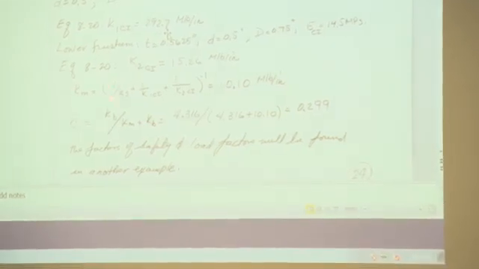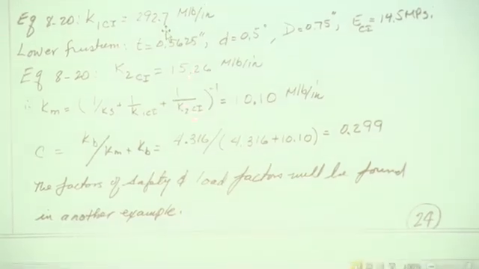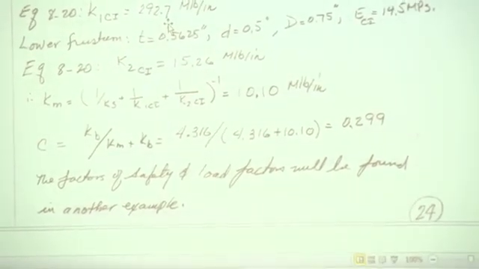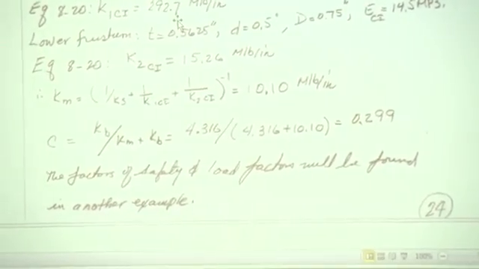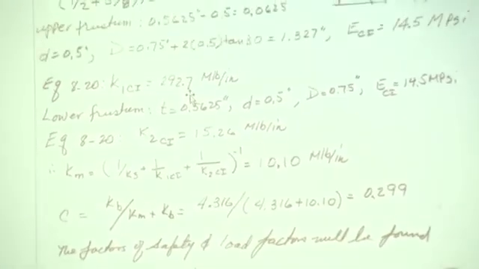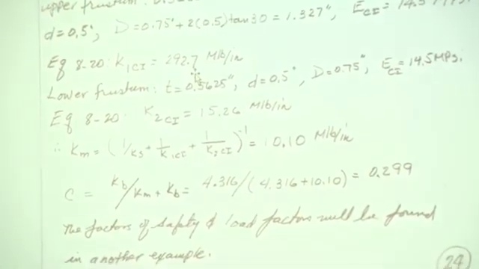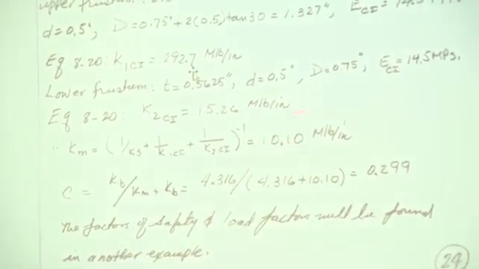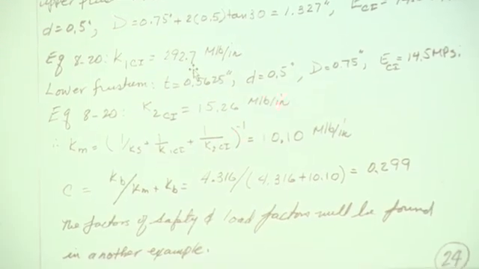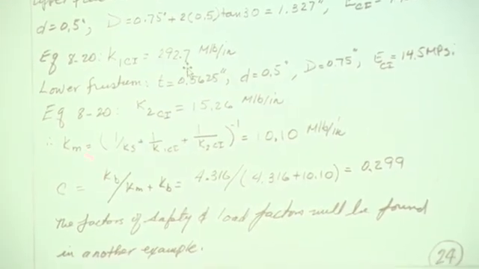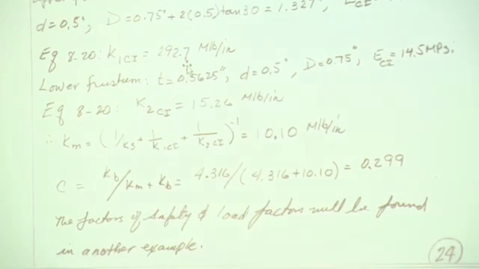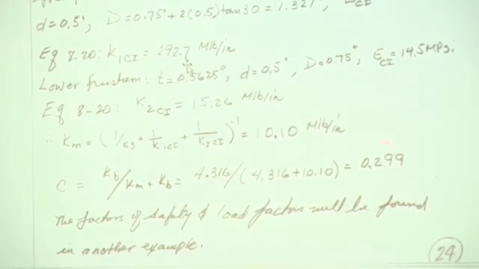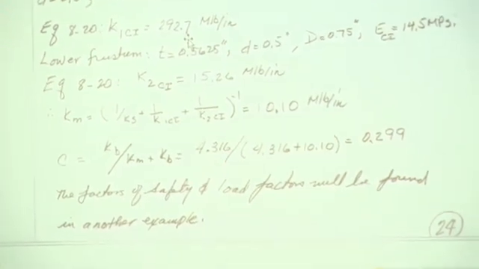So Km equals 1 over Ks plus 1 over KCI1, plus 1 over KCI2, all to the -1. It's the same equation. 1 over K is equal to the summation of 1 over Ki. Exactly the same. So that's what you get. C, the joint constant, is Kb divided by Km plus Kb. In this case, comes out to be about 30%.